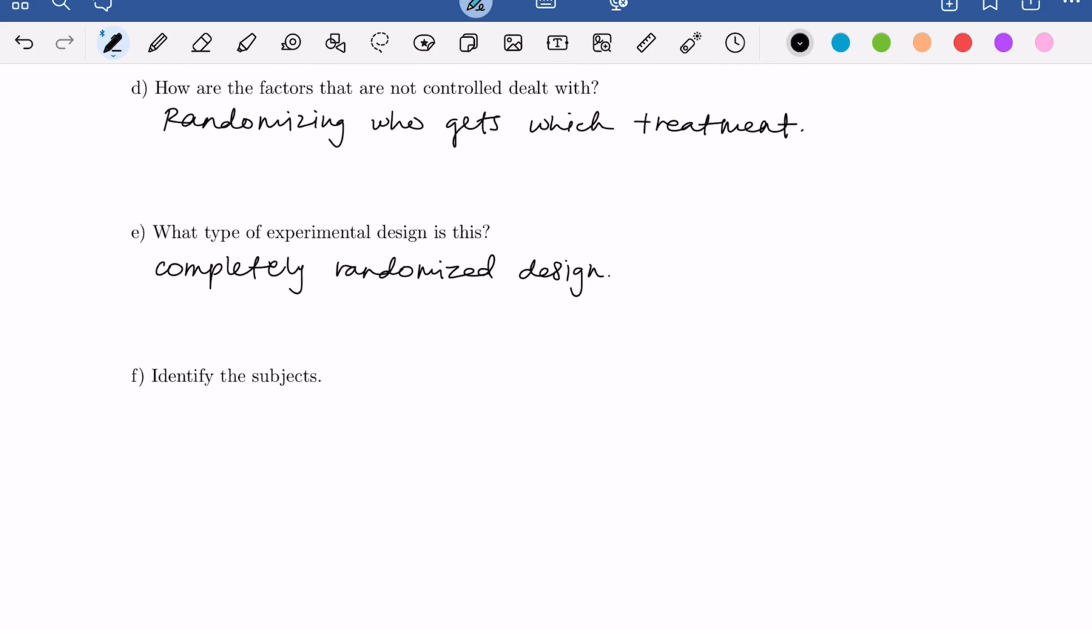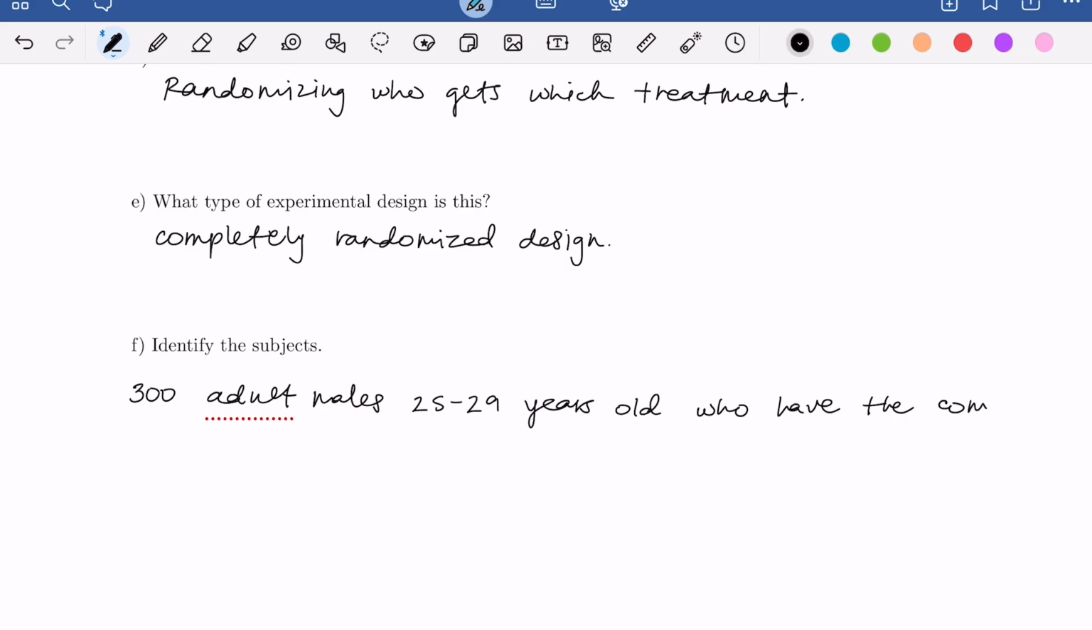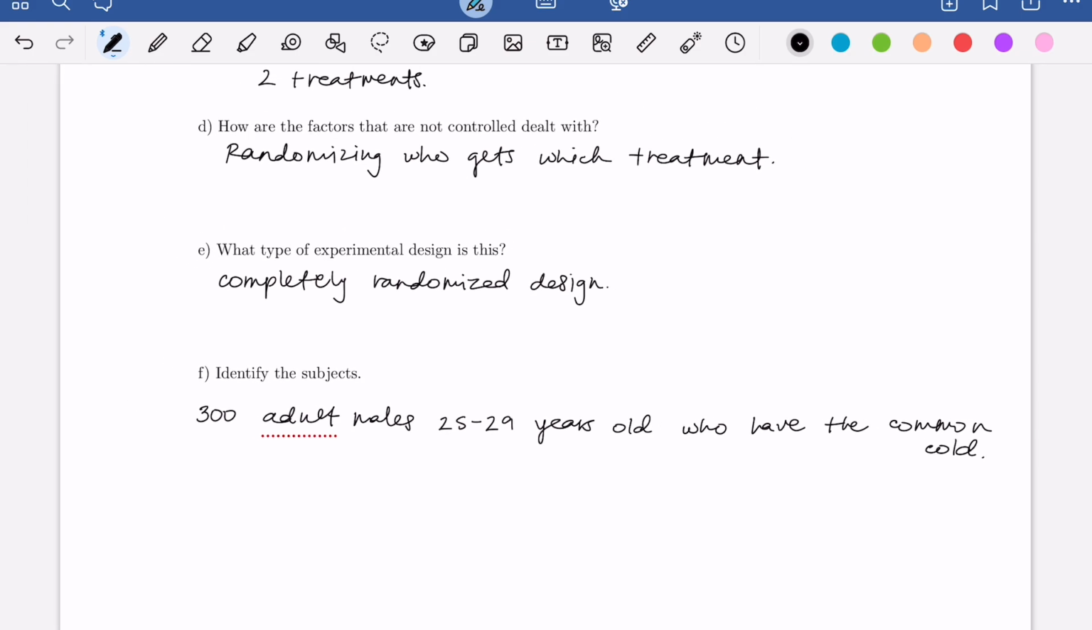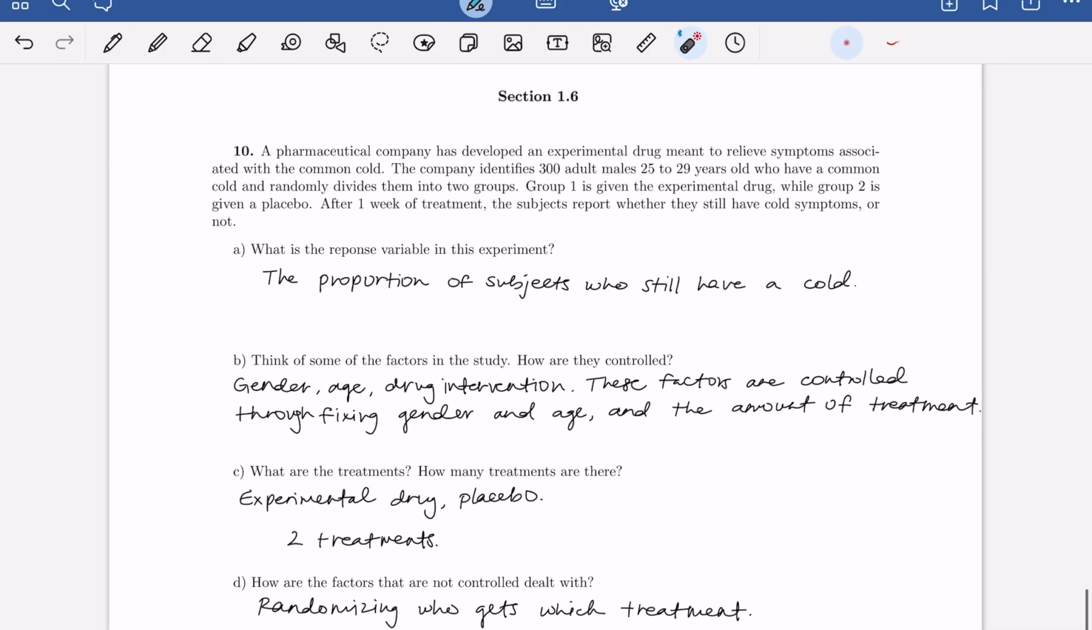And lastly, for part F, we want to identify the subjects of this experiment. Now, the subjects are going to be the individuals getting the different types of treatment. So these are the 300 adult males aged 25 to 29 years old who have the common cold. All right. So that's how we would answer these types of questions given an experiment of this type here.